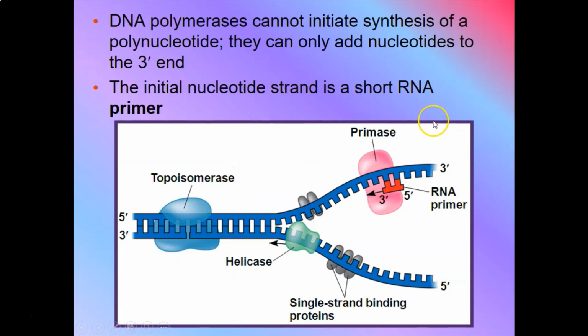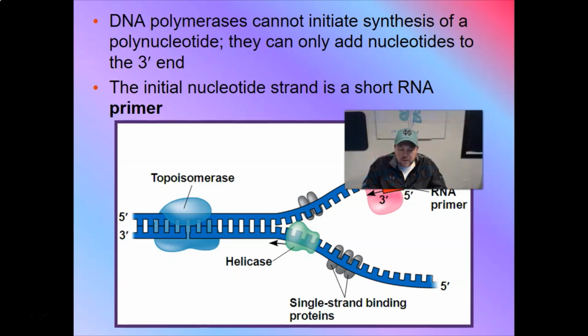DNA polymerases cannot initiate the synthesis of a polynucleotide. They can only add nucleotides to the 3' end. So what's going to be very important is 5 to 3. Almost everything we talk about in this chapter is going to be 5 to 3. Talking about the carbons in the sugar, you're going to latch on to the 3' end. It can only add nucleotides to the 3' end. So let's pretend my pinky is the 3' end and my thumb is the 5'. There we go. You can only go that way.